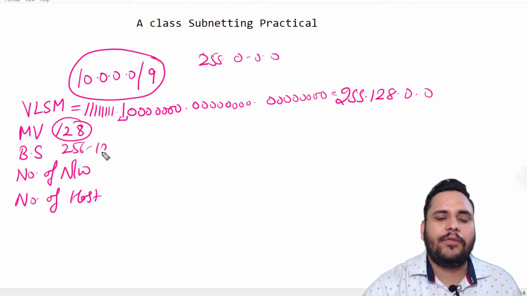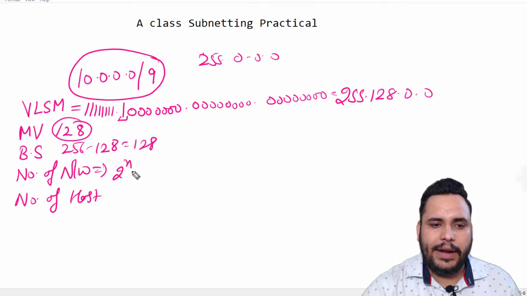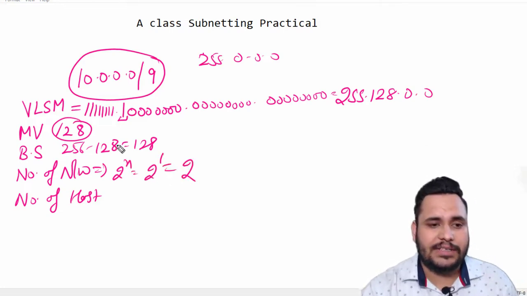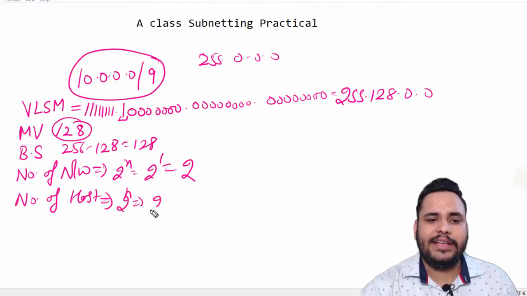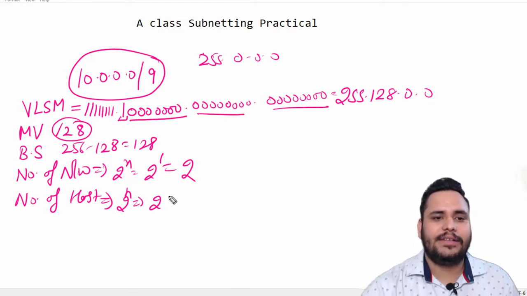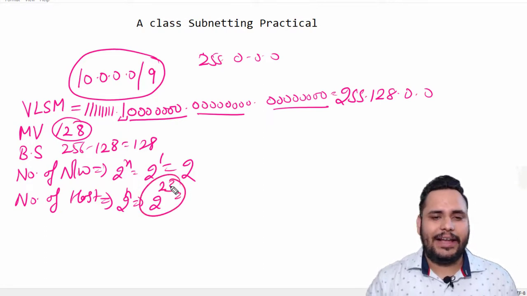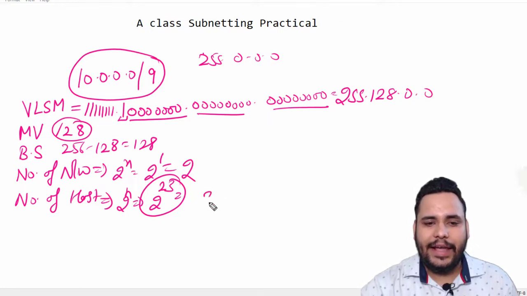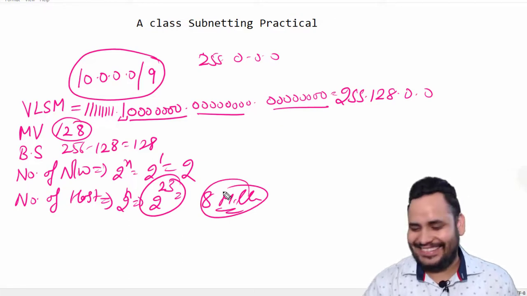Block size is 256 minus 128. We have 1 bit on, so 2 raised to power 1 is equal to 2. In this, 2 networks are there. And the number of hosts is 2 raised to power h. Now 8, 16 and 23, oh, there is a huge range, approximately 8 million. Okay, now you can find it by calculator.